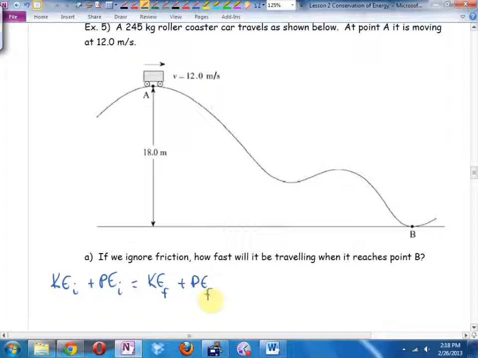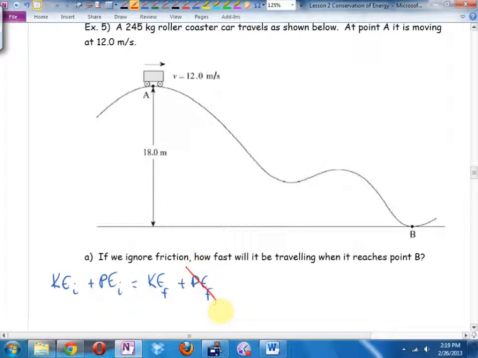No, it says ignore friction, so we will. Are any of these 0? Is our initial speed at location A 0? No. Is our initial height at location A 0? Is our final speed at location B 0? Is our final height at location B 0? Woohoo!